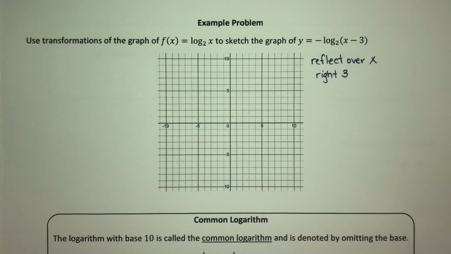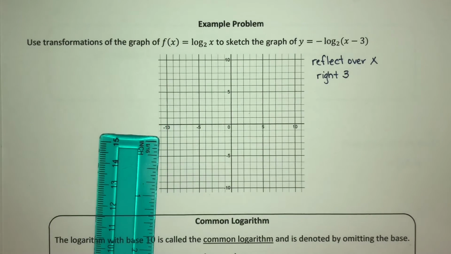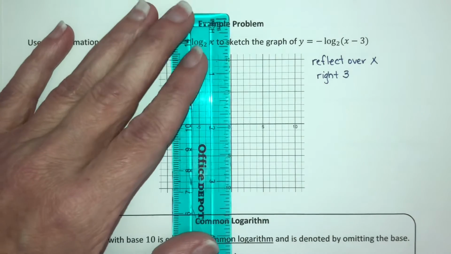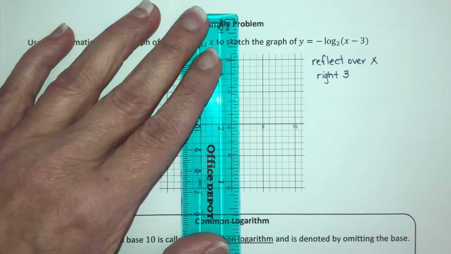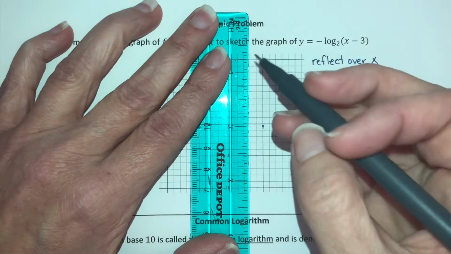So one of the first things you want to do is your asymptotes shift along with the rest of your graph. And a logarithm in general has the y-axis as an asymptote, so this is going to move right 3 as well. So let's go ahead and draw that in.